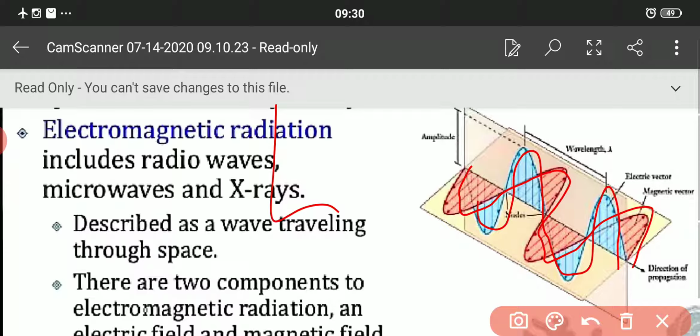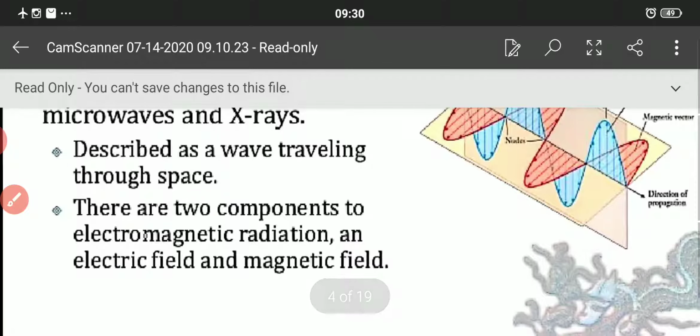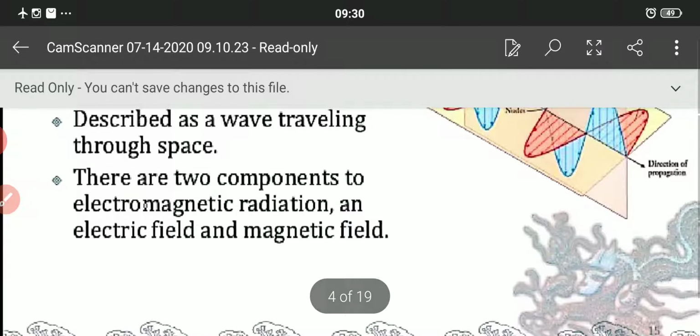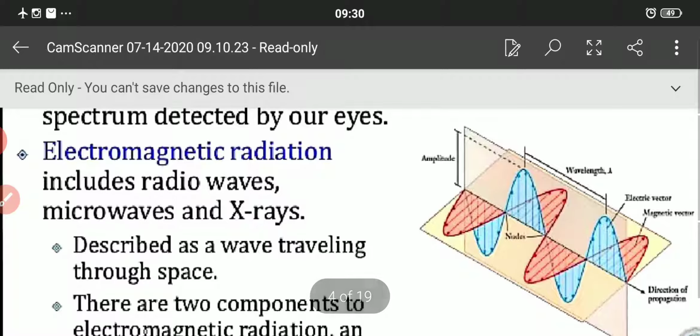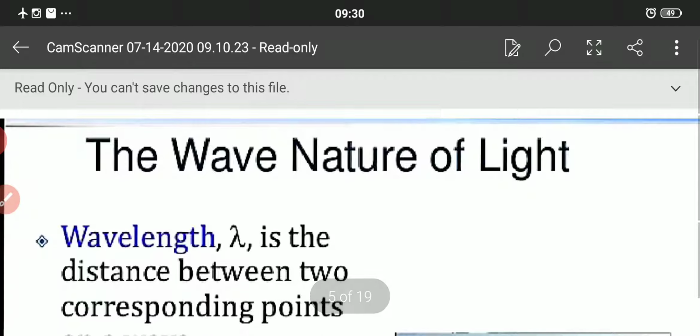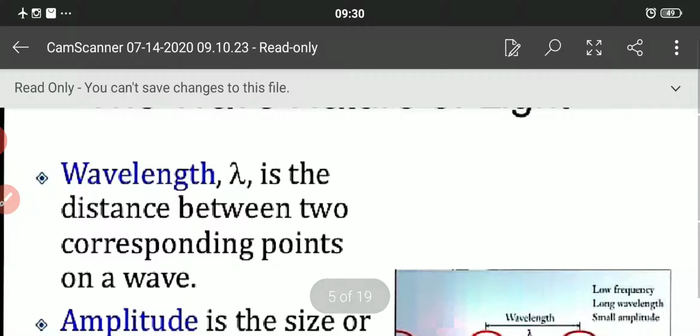The magnetic vector and electric vector are always perpendicular to each other, meaning they are at 90 degrees to each other. Here, see, red explains the magnetic vector, while sky blue explains the electric vector. The wave nature of light: wavelength lambda is the distance between two corresponding points of a wave.